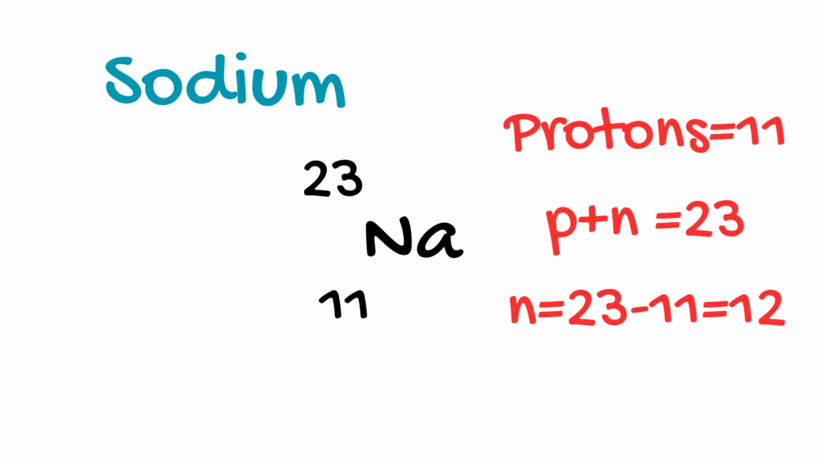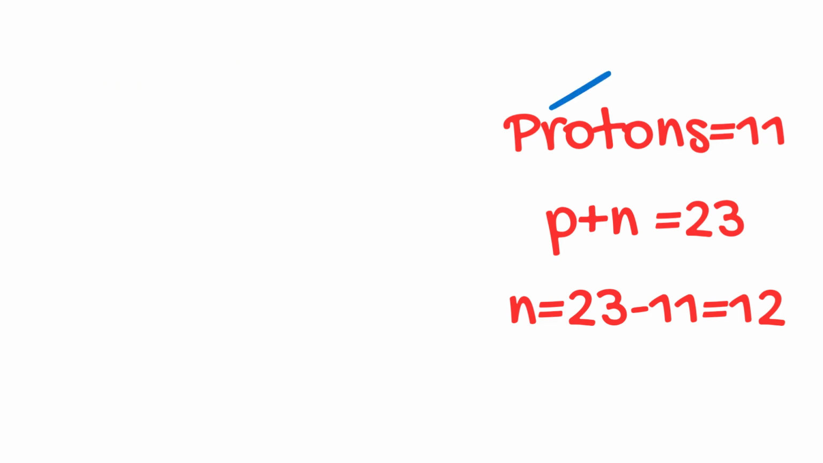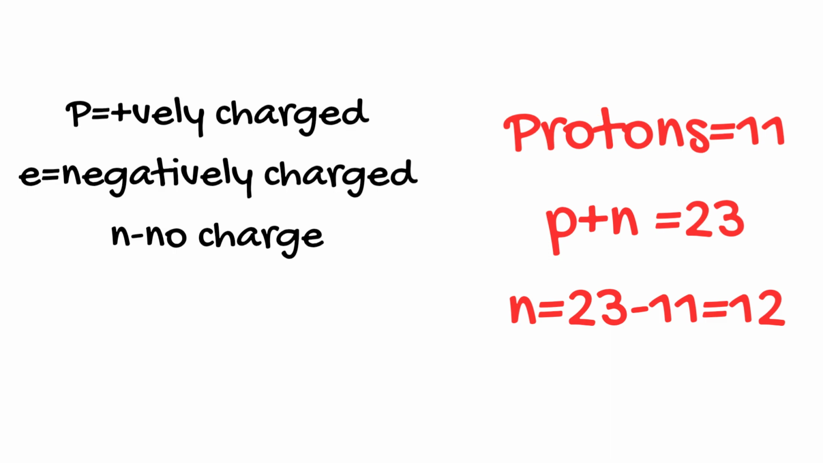So you understood. There are protons, neutrons and electrons in an atom. Protons are the positively charged particles. Neutrons are chargeless particles. They do not have charge. And electrons are negatively charged particles.